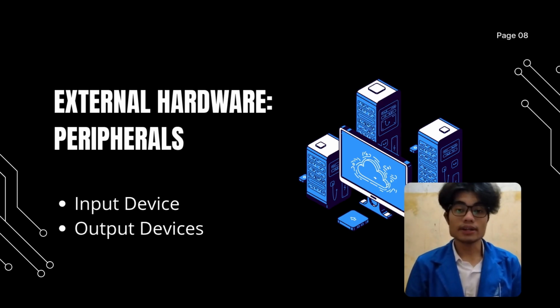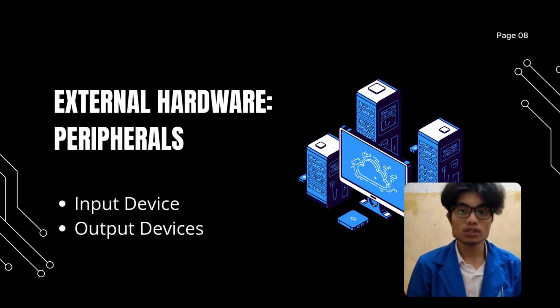Next, external hardware, peripherals. Lastly, external hardware, we use input devices like a keyboard and mouse to give commands, and output devices like a monitor or a printer to see the result.